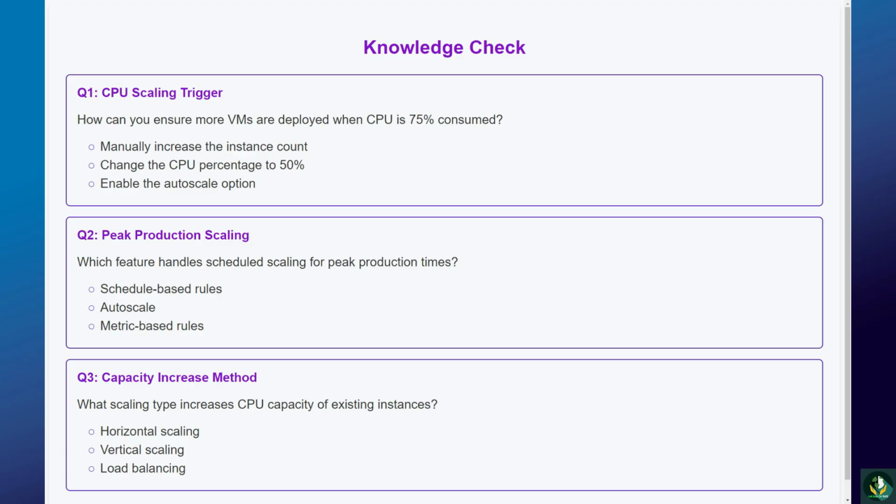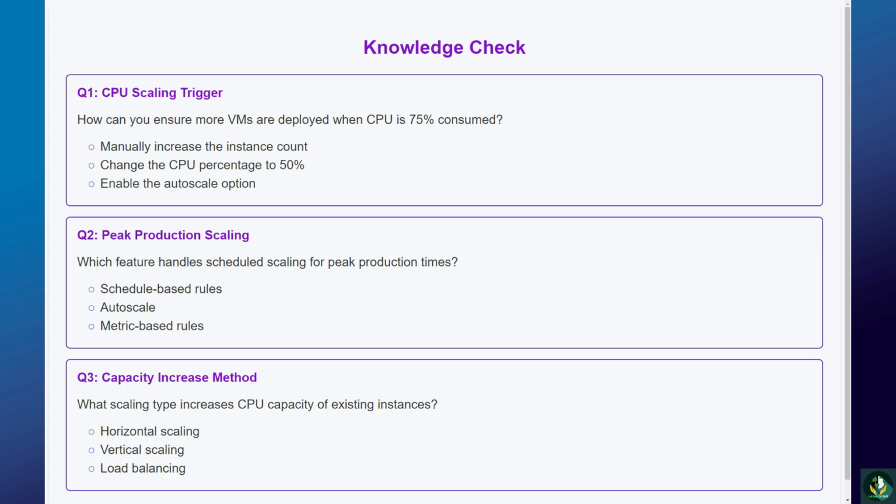Question 3. What types of scaling can you use to increase the CPU capacity for your existing virtual machine scale sets instances? Correct answer: vertical scaling. Explanation: Vertical scaling is the correct choice for increasing CPU capacity of existing instances because it increases the resources, CPU, memory, of existing VMs. It modifies the size and power of current instances rather than adding more. It's ideal when you want to enhance individual instance capability.